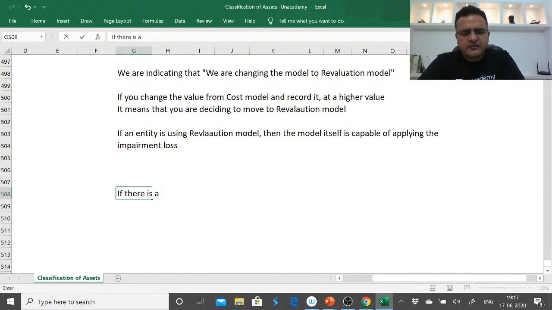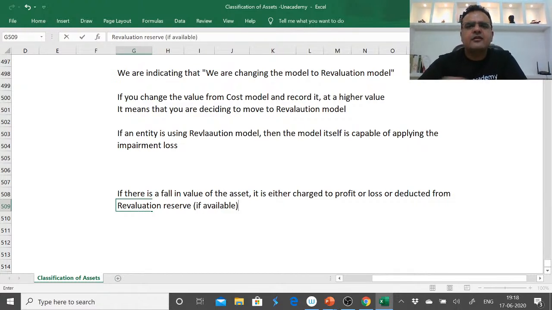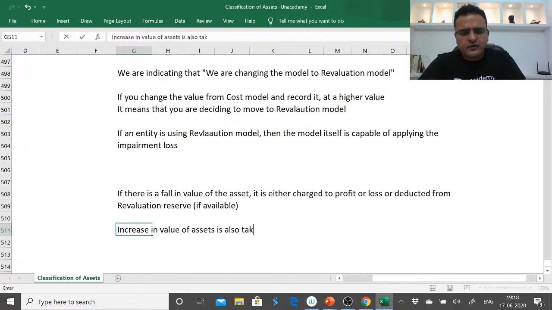If there is a fall in value of the asset, it is either charged to P&L, profit or loss, or deducted from revaluation reserve if available. So if there is a revaluation reserve available, and if there is any fall in the value of an asset, we will not charge everything to P&L. The model itself says that if we have a reserve relating to that asset, we'll first charge to reserve. Any excess we can charge to P&L. And if there is an increase in value of asset, that is also taken into account by creating revaluation surplus.